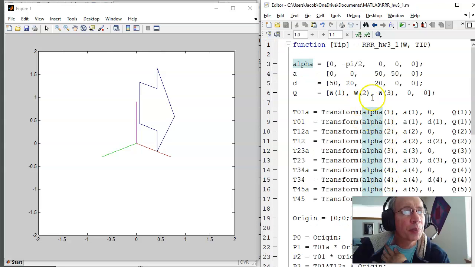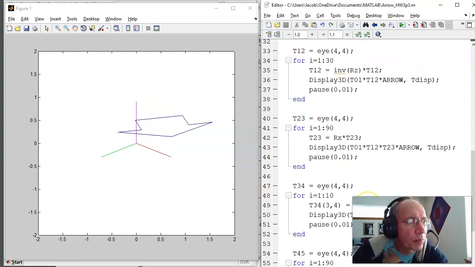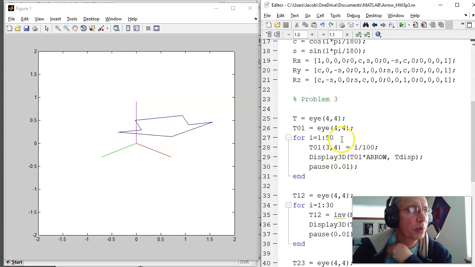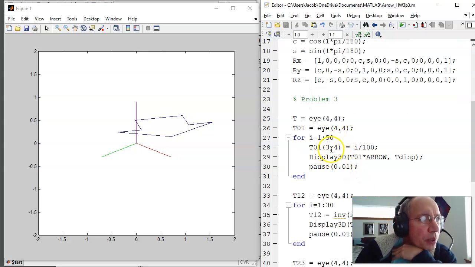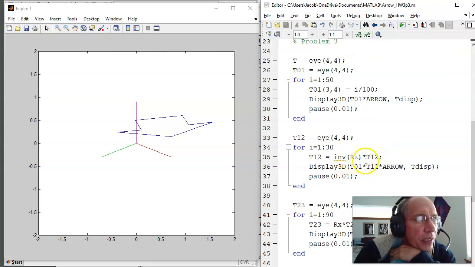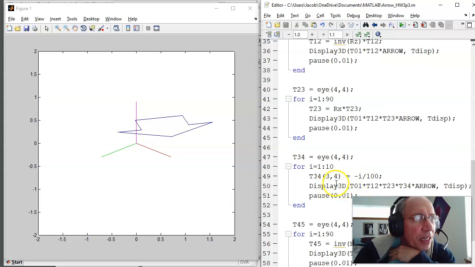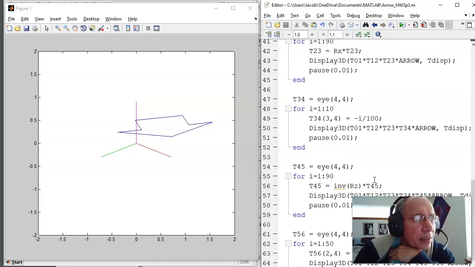The third problem is to do similar. I'm going to move in the Z direction by 100. I'll then rotate about the Z axis by 30 degrees, changed from 45 degrees to show off better. I'll then rotate about the X axis 90 degrees. I'll then translate about the Z axis minus 10.